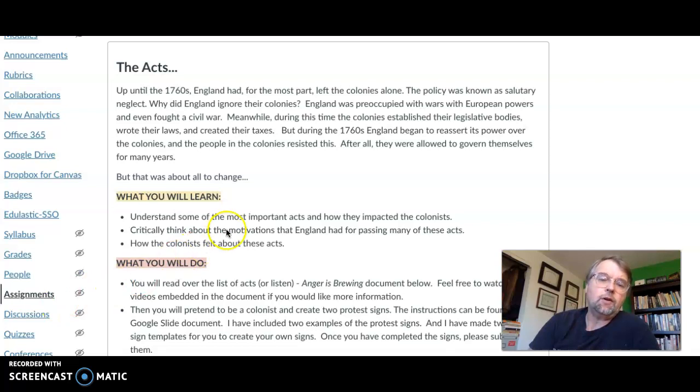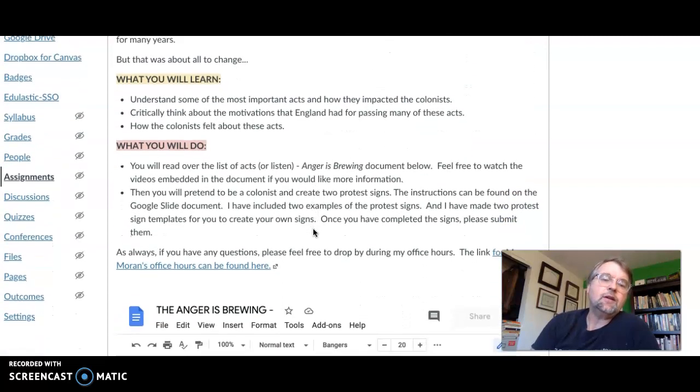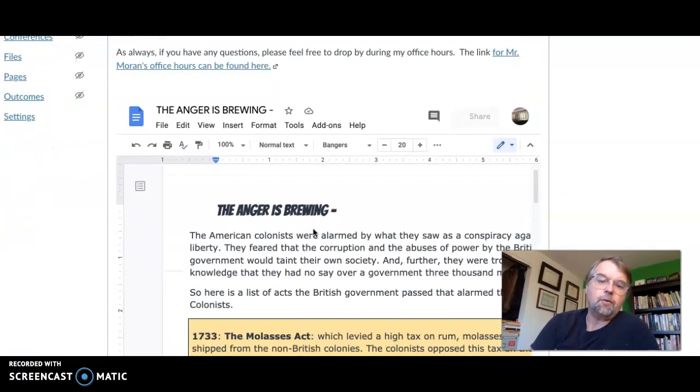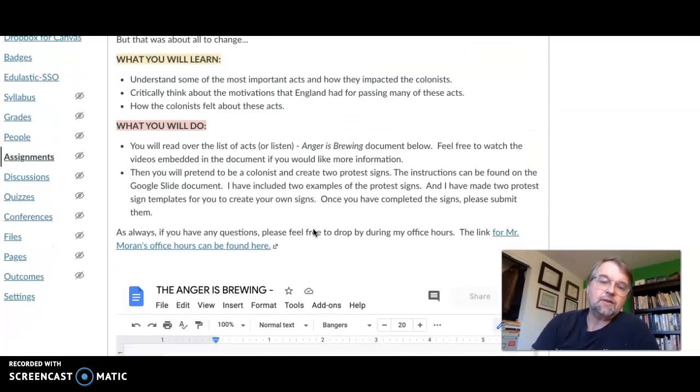So what you will learn: you will understand some of the most important acts and how they impacted the colonists, critically think about the motivations that England had for passing many of these acts, and how the colonists felt about the acts. Now, you will read over a list of acts or listen to them in this document I have down below, Anger is Brewing, and I will have a link where I'm reading that to you if you'd like to, or you can read yourself.